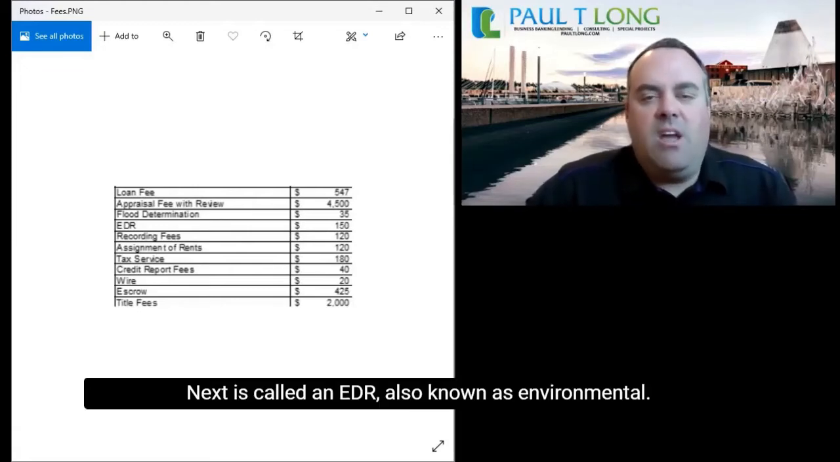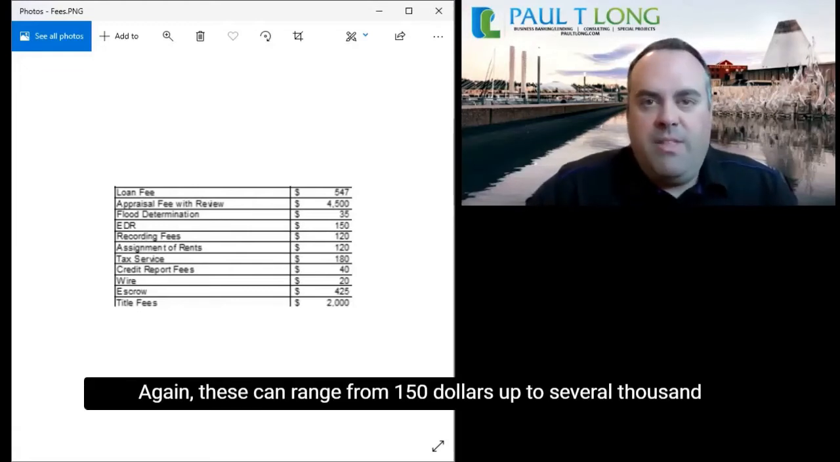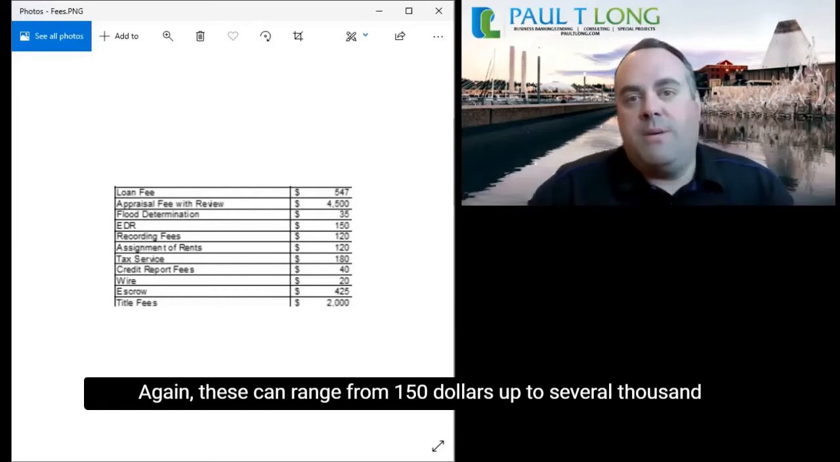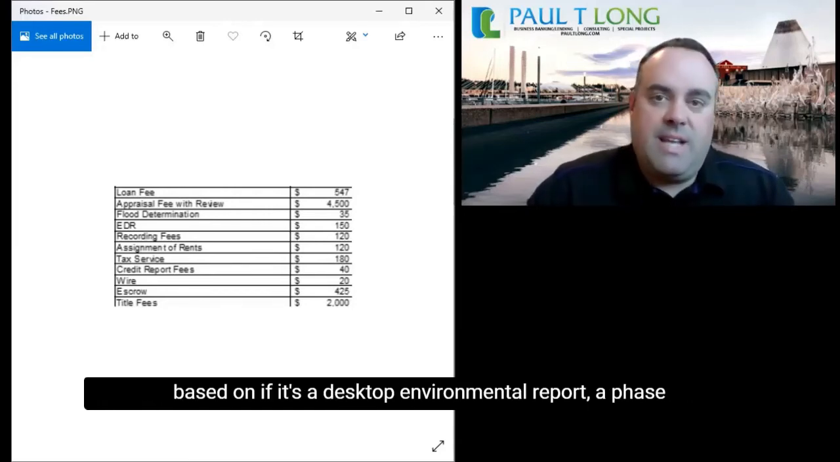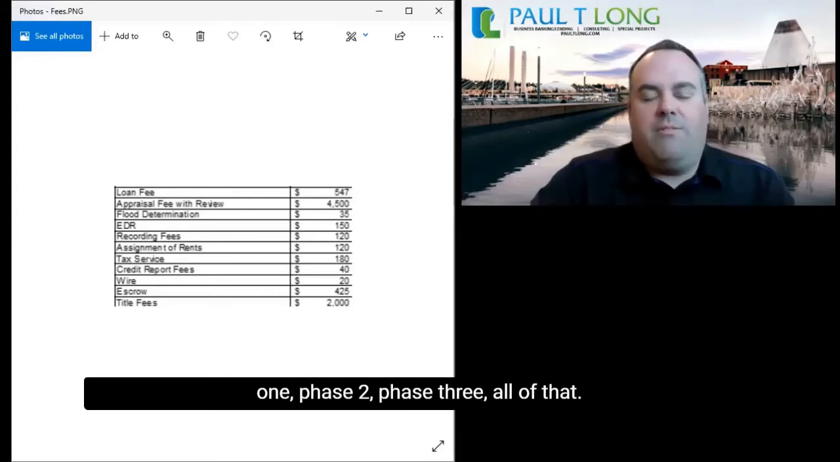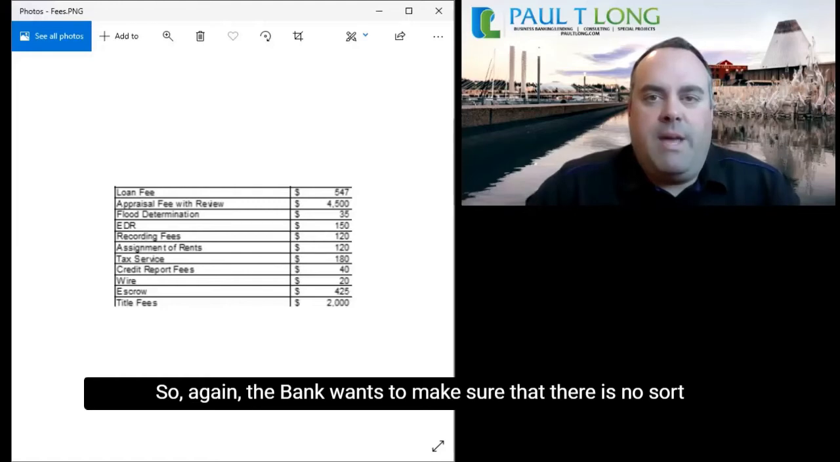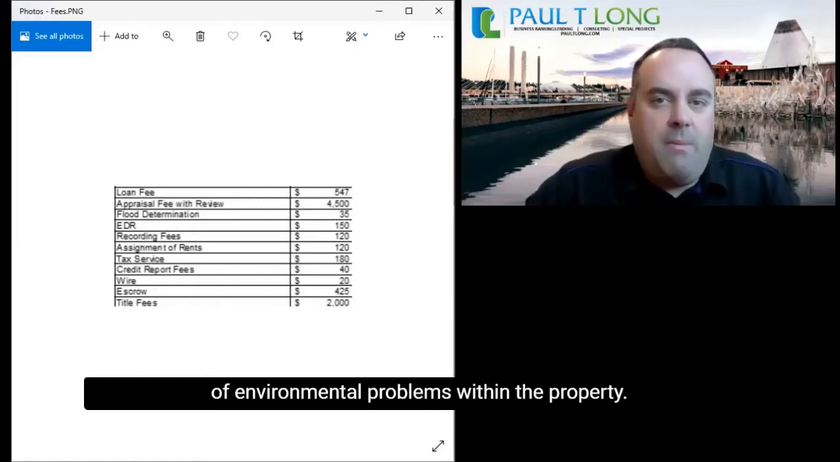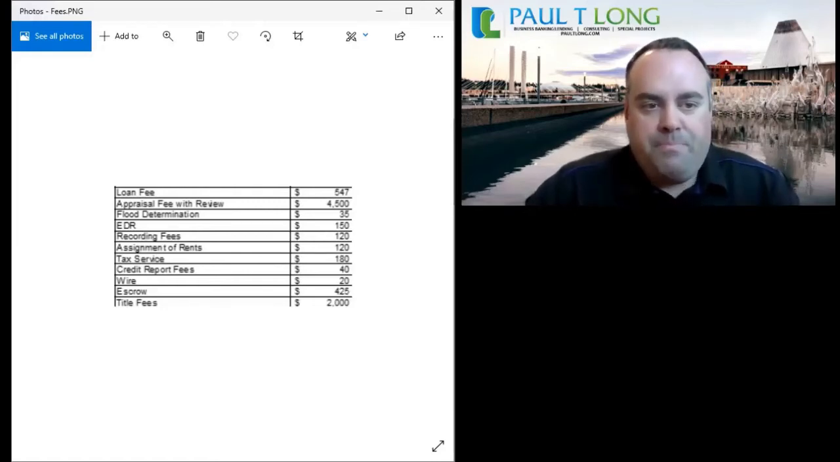Next is called an EDR, also known as environmental. Again, these can range from $150 up to several thousand based on if it's a desktop environmental report, a phase 1, phase 2, phase 3, all of that. So again, the bank wants to make sure that there are no environmental problems within the property.